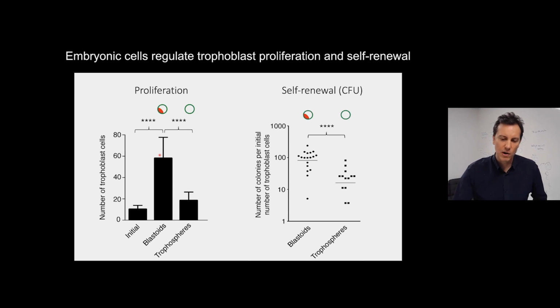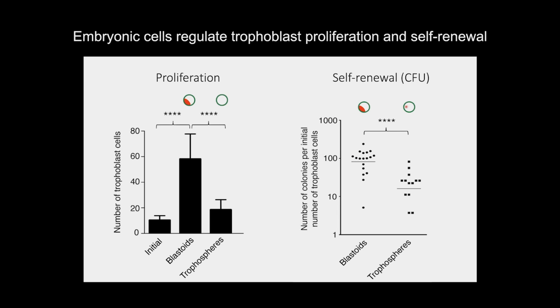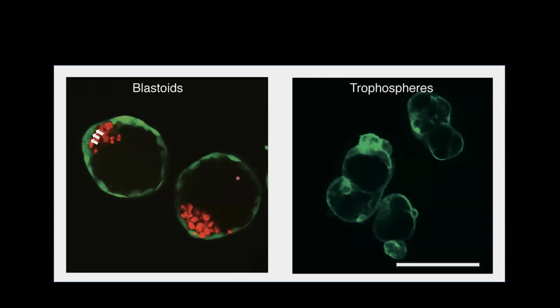And a second thing that we can look at is a second function that is classical for stem cells, which is self-renewal. So we can do a colony formation assay, isolating the trophoblasts from blastoids and from trophospheres. And you can see here that the trophoblasts from blastoids have a much higher potential to form a colony as compared to the trophoblasts of trophospheres. So this tells us that those embryonic inductions are not only regulating proliferation, but also the self-renewal of those stem cells. Whereas in the absence of those, they are losing this capacity, they are actually differentiating. So this is good. We are recapitulating what was already known, and clearly the hypothesis was very strong.